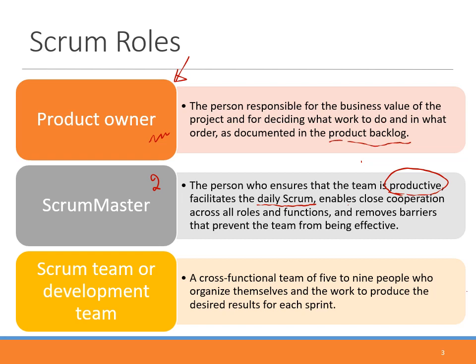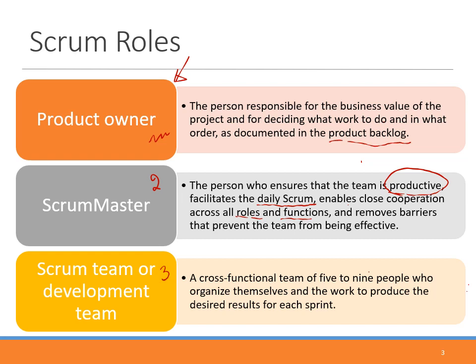He will enable close cooperation across everyone, across all roles, across all functions, and try to solve conflict or whatever prevents the whole team from being effective. So this is very important. In Scrum, there's no role called project manager. But sometimes people might see the Scrum Master as a kind of project manager, though not really 100%. Anyway, the last role is the team, the Scrum team or the development team.